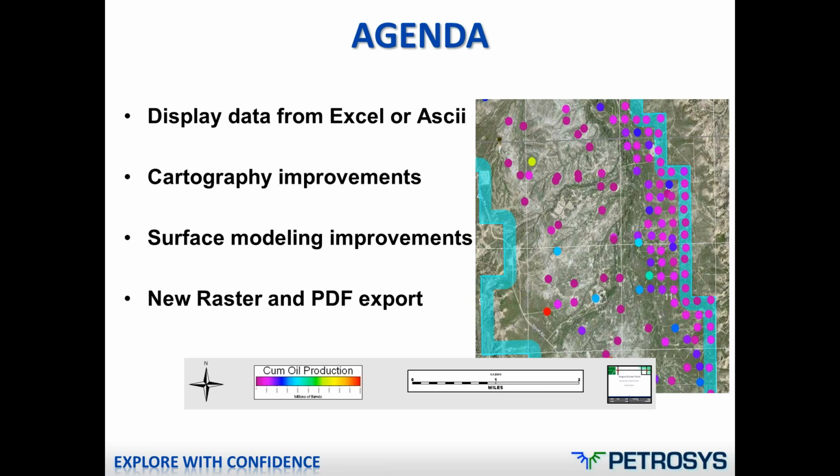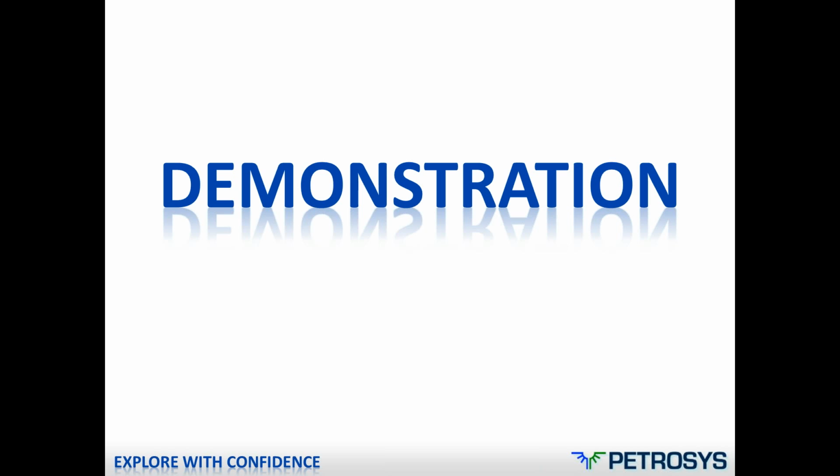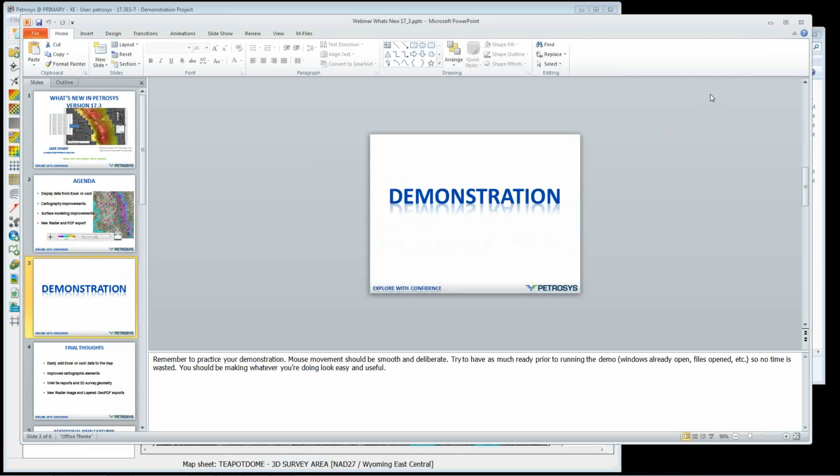We made a lot of cartographic element improvements, adding new functionality to the scale bars, the north arrows, the legends, the title blocks. We've also made some improvements to our surface modeling and added some new features there. I'm going to show you a couple of those new features. And then we have a really cool new PDF export that supports layered PDFs, as well as improving our raster export. We've made it easier to find and easier to use, and added some new functionality there as well.